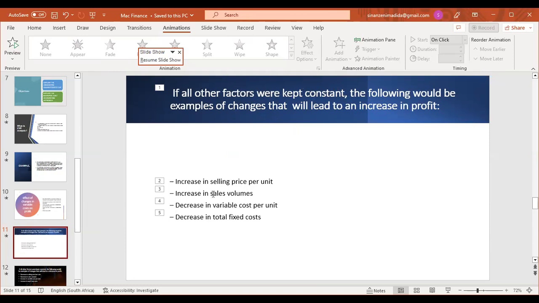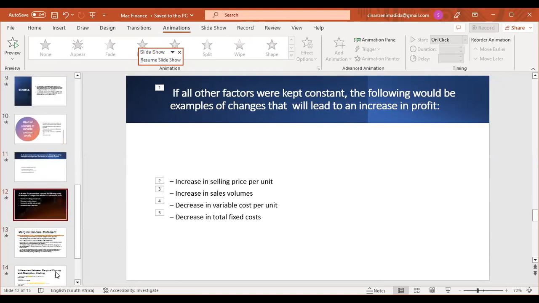The increase in sales volume. If we increase our sales volume, our profit is going to increase. If we decrease our variable costs per unit, our profit is going to increase. These are our expenses to make our product. If we decrease in total the fixed cost, also our profit is going to increase. Here we are looking at what can make our profit increase, because in CVP we are checking our profit, our volume, and our costs. Those are the three variables which we are looking at.